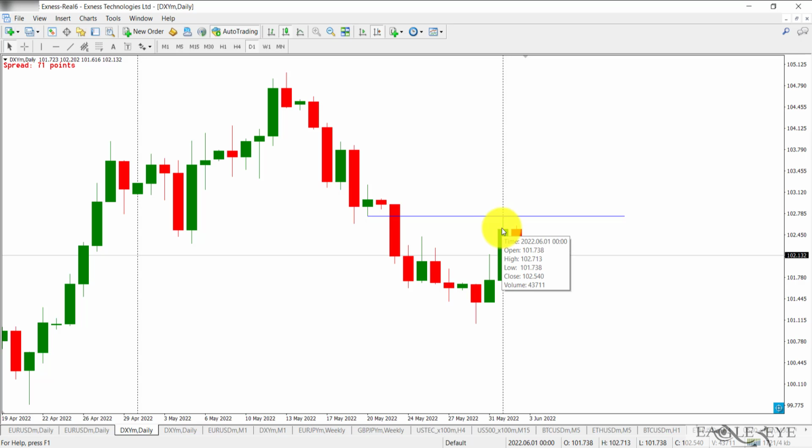The high on this particular candle is 102.713. Then the low there is 102.742. The other one is 0.713, this is 0.742, so just a little bit far away. And then on Thursday we dropped lower. So this was what I was expecting the previous week, something like that.